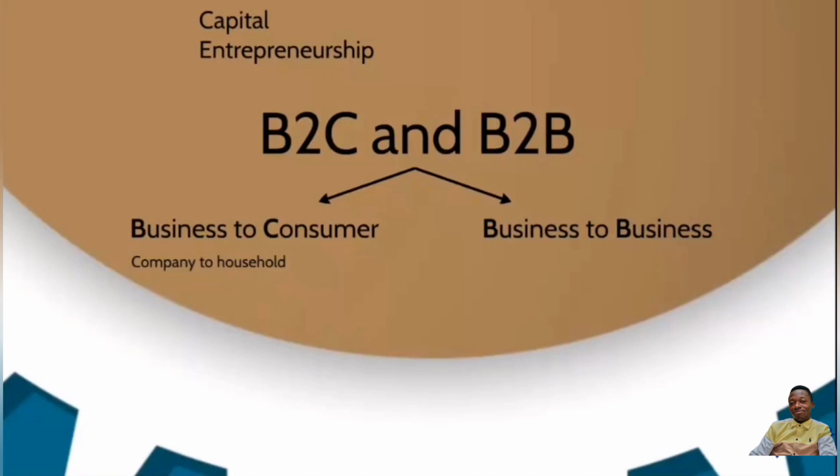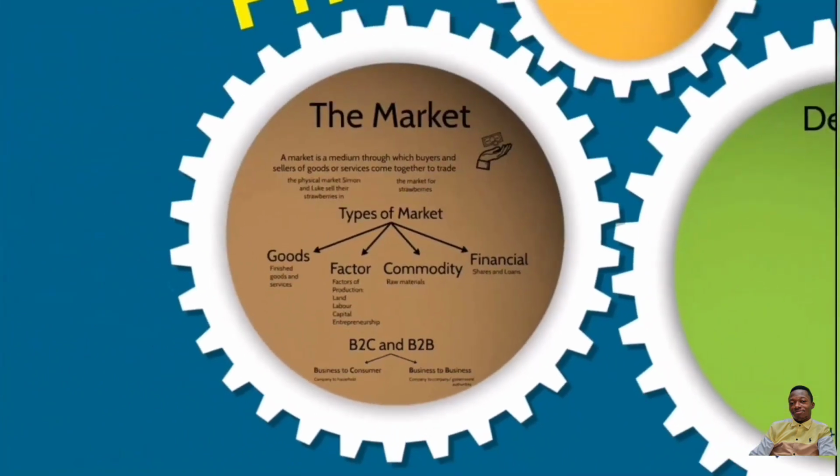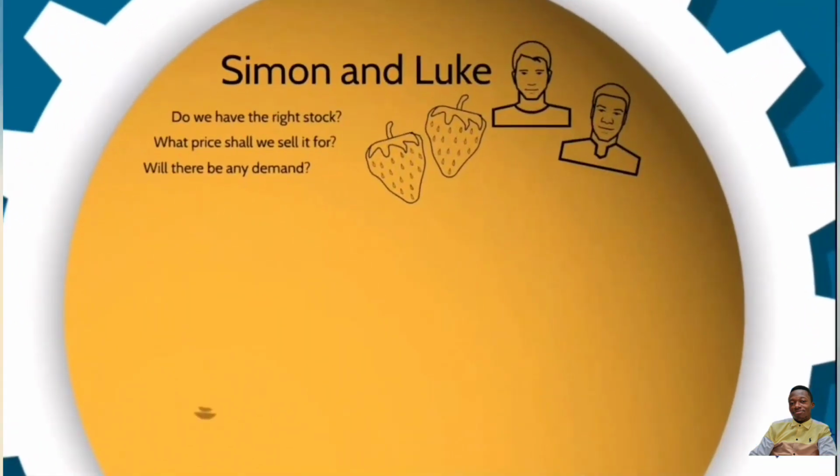Luke and Simon's stall would come under this heading too, as they're a business trading to the consumers who want to purchase their strawberries. However, some companies sell to entities such as other companies or government authorities. This is known as a business-to-business marketplace. For example, if Simon and Luke decided to start selling their strawberries to a local restaurant, they'd be selling to a business, so they would be operating in a business-to-business marketplace. So we've given ourselves a really good understanding of the market now. But let's go back to Luke and Simon.